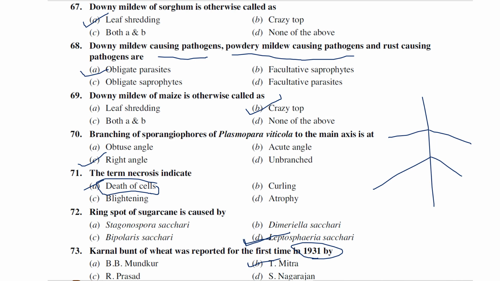The Karnal bunt infected fields produce a fishy odor, some kind of foul smell, due to the production of a chemical called trimethylamine from the infected grains.